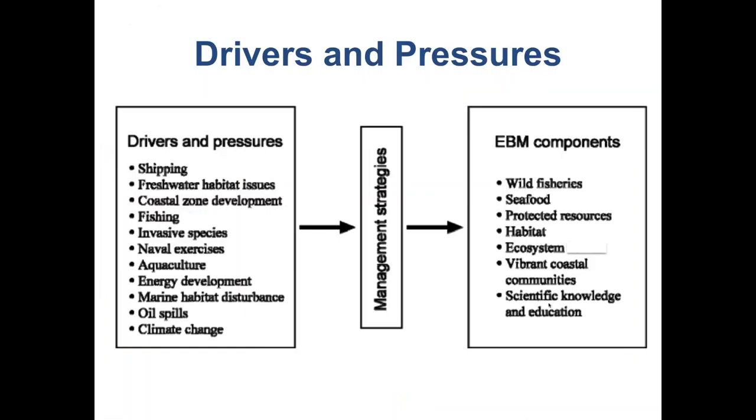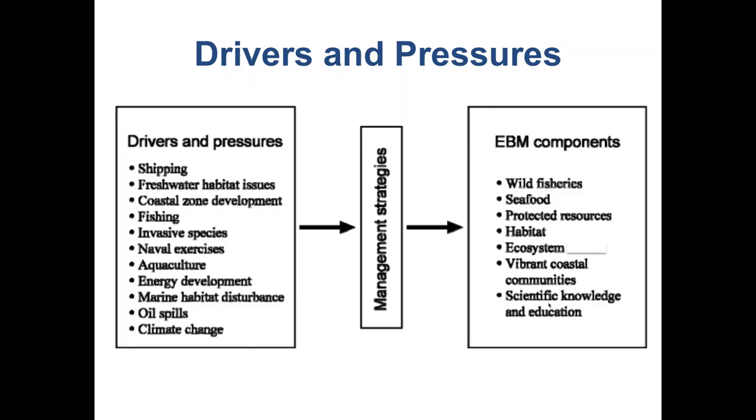So for the California Current large marine ecosystem, the IEA team, as they assembled, looked at the ecosystem-based management components that are probably critical for the managers. And you see that list on the right-hand side there: the wild fisheries, seafood, protected resources, habitat, ecosystem health or condition, vibrant coastal communities, and scientific knowledge.